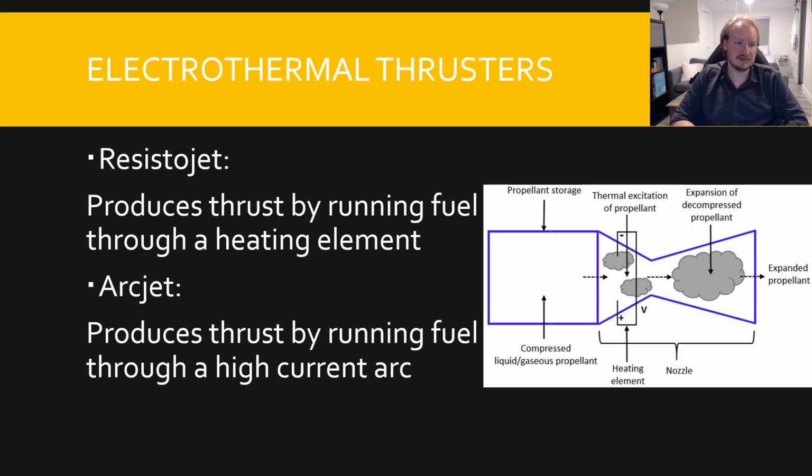simplest of these systems. The resistor jet, which is the first one, generates thrust by running fuel over a heating element. So you get the gas very, very hot, it starts to expand, and that explosive expansion of these propellants creates thrust to move a spacecraft forward. This is a very simple design. It's a lot easier to make.